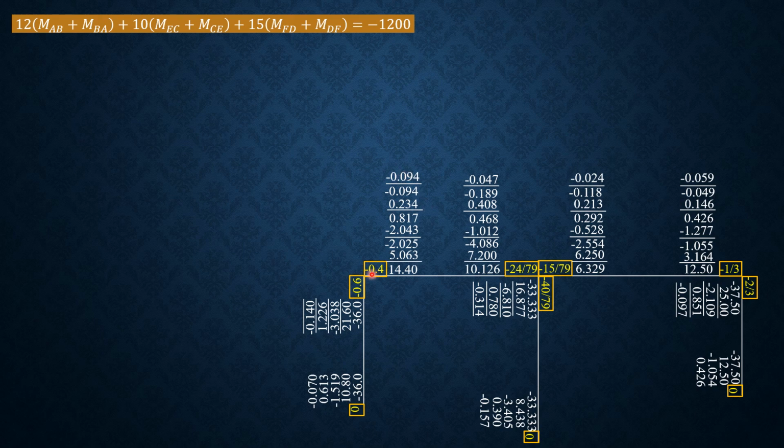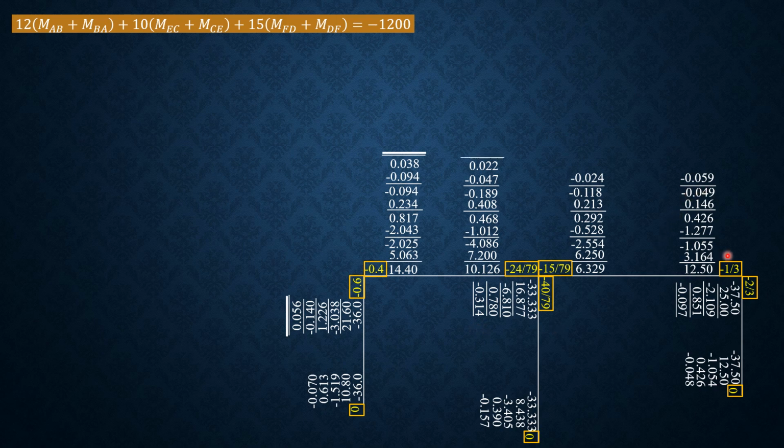So negative 0.094 times negative 0.4, 0.038. Lock it finally. Negative 0.094 times negative 0.6, 0.056. Lock, final lock. Quantity negative 0.047 minus 0.024, close, times negative 24 over 79, 0.022. Same quantity times negative 15 over 79, 0.013. Same quantity times negative 40 over 79, 0.036.